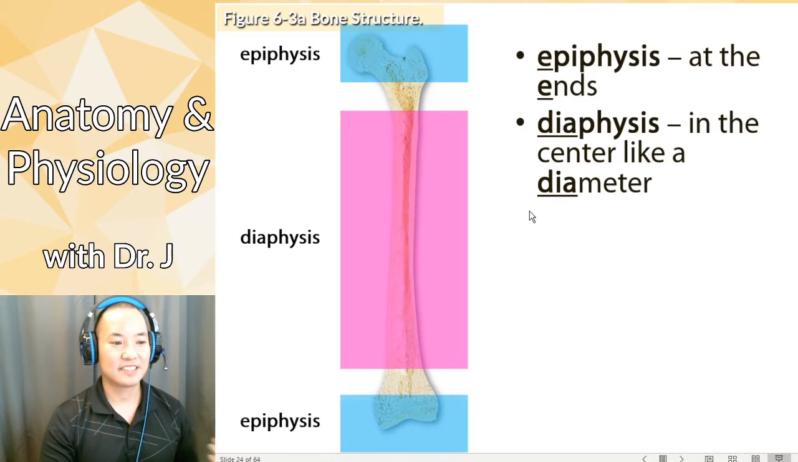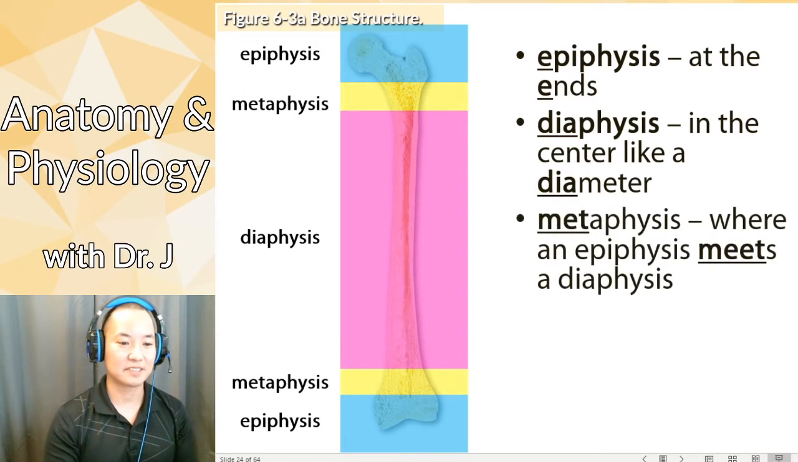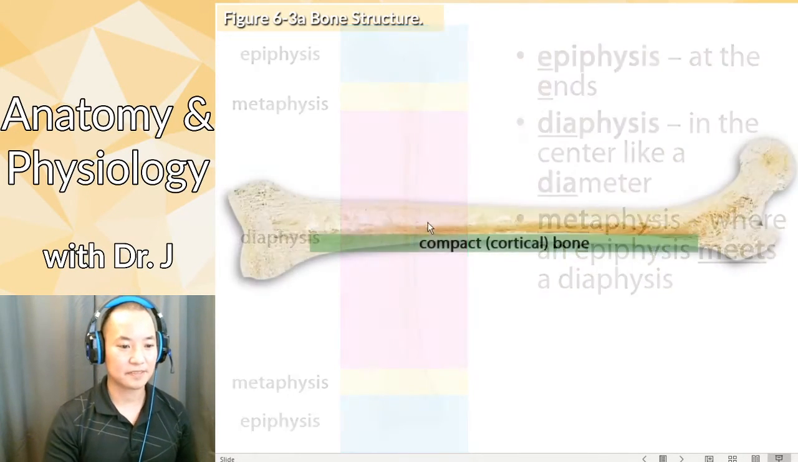Now, epiphysis and diaphysis. You have two epiphyses at the ends, a diaphysis in the middle, but you have something where they meet. And this is where you have the metaphysis, where an epiphysis meets a diaphysis. So that's how I memorize those three broad categories of regions. Again, epiphyses at the ends, diaphysis in the middle like a diameter, and metaphysis are where the two meet.